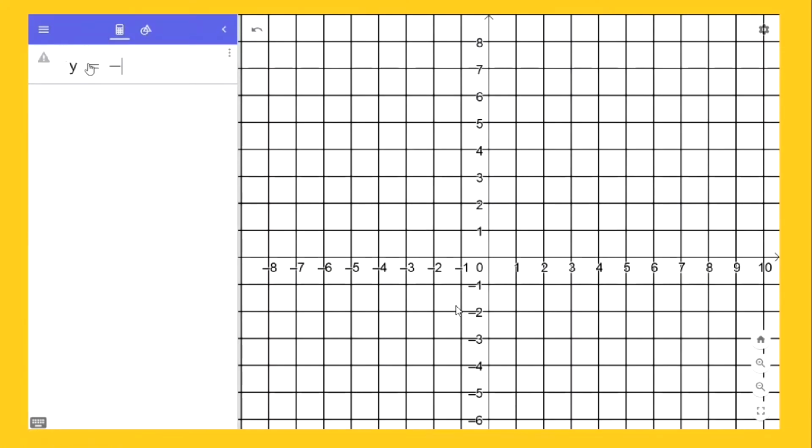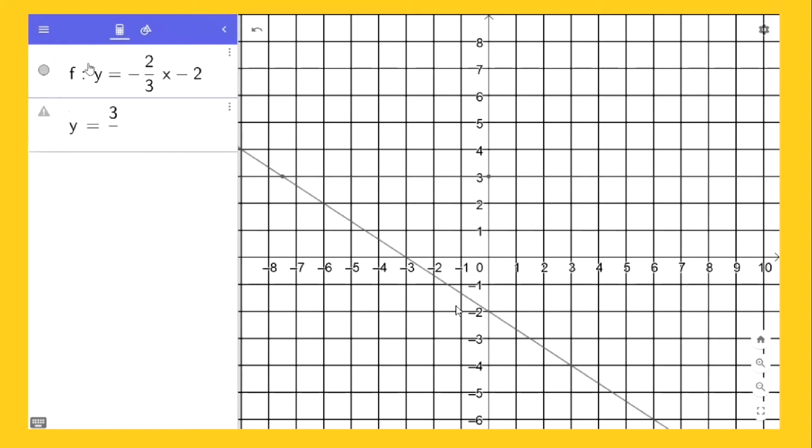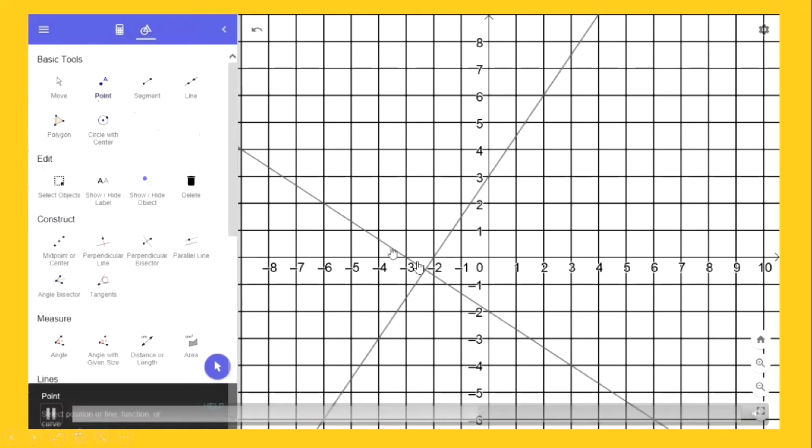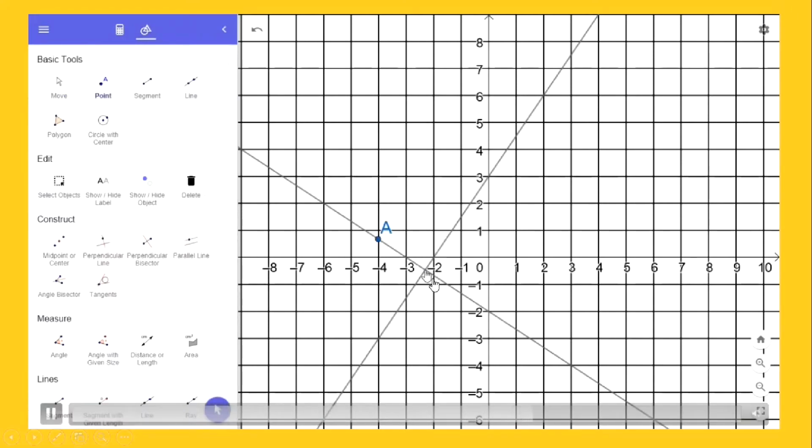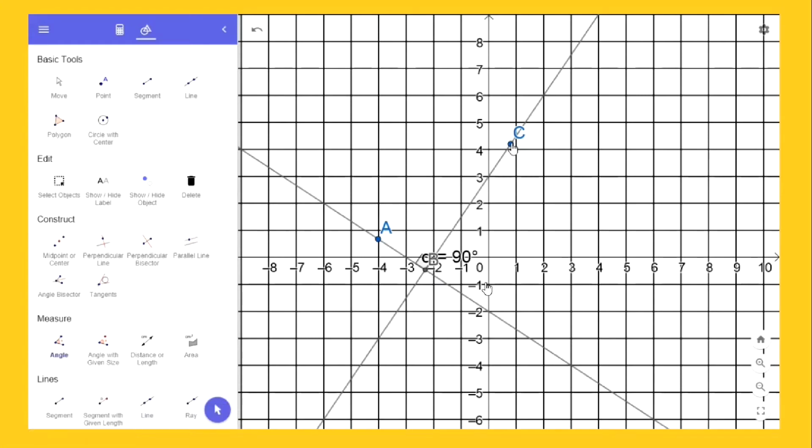This is the line of y equals negative 2/3 x minus 2 and y equals 3 over 2x plus 3. So again, if this is a right angle, then the lines are perpendicular. And yes, right angle ang na-form. Thus, the lines are perpendicular lines.